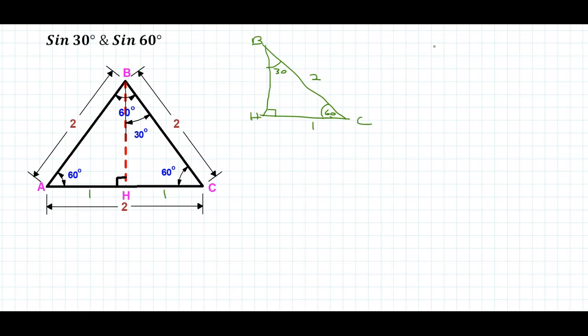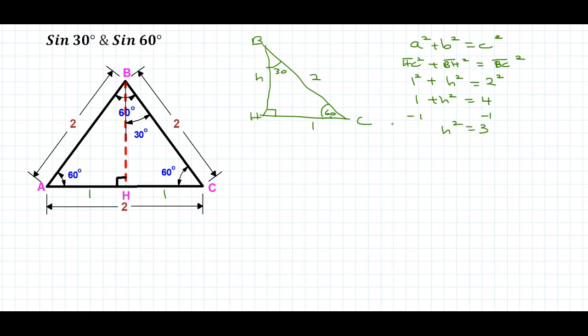So we know the Pythagorean theorem says that a squared plus b squared equals c squared. So this is going to give me HC squared plus BH squared, these are lengths, equal to BC squared. All right, so let's go ahead. I'm going to just call this H just for clarity. So this is going to give me HC squared is 1 squared plus H squared equal to 2 squared. So this is going to be 1 plus H squared equal to 4. So let's go ahead and subtract 1. So H squared equal to 3.